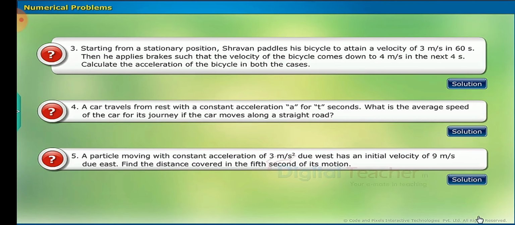A car travels from rest with a constant acceleration a for t seconds. What is the average speed of the car for its journey if the car moves along a straight road? The particle moving with constant acceleration of 3 meters per second squared due west has an initial velocity of 9 meters per second due east. Find the distance covered in the 5th second of its motion. Click the tab to view the solution.